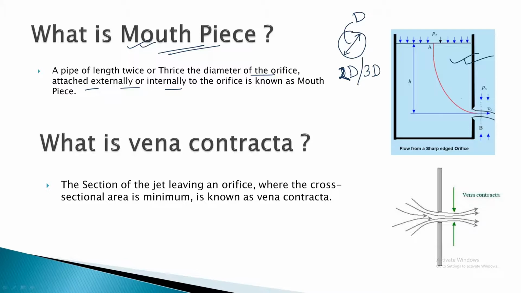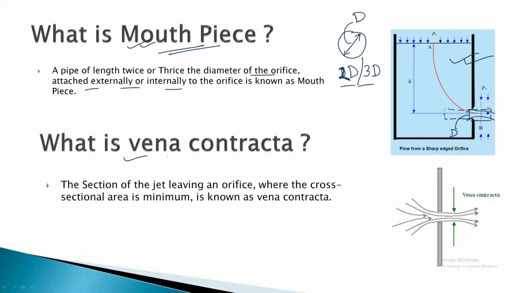So this is the opening. You can see the water is flowing outside from this particular opening, and it has some diameter. This particular part is the diameter, right? So this mouthpiece may be present either internally, that means it might be like this, or externally. And the length of this mouthpiece will be either 2d to 3d.